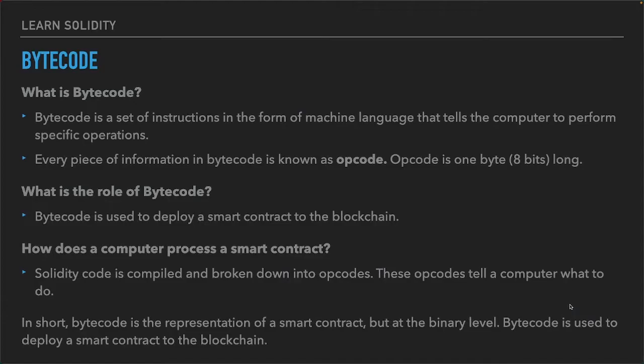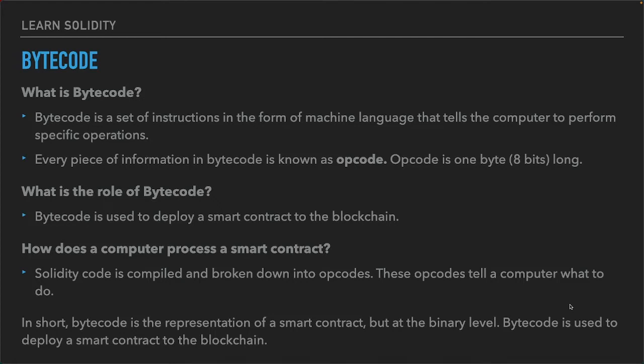We all know that computers don't understand programs written in high-level languages, which means that it does not understand our smart contract written in Solidity. That is why the compiler converts the Solidity code into machine understandable language known as bytecode. Now that we know why the compiler converts our Solidity code into bytecode, let's talk more about bytecode so that we have a better understanding of it.